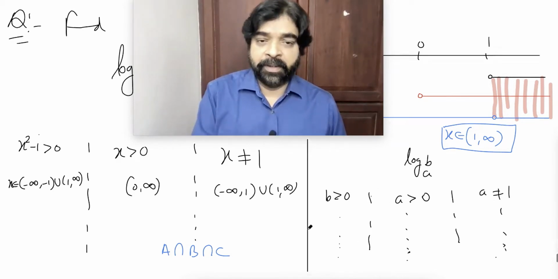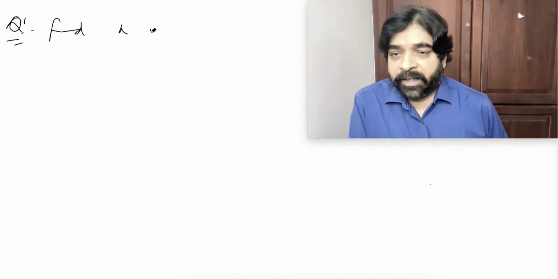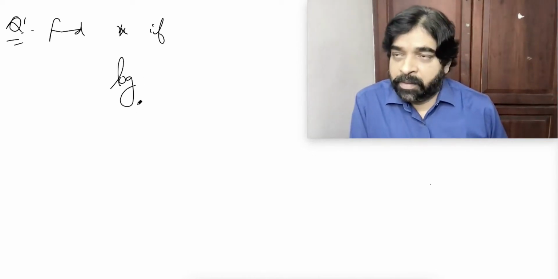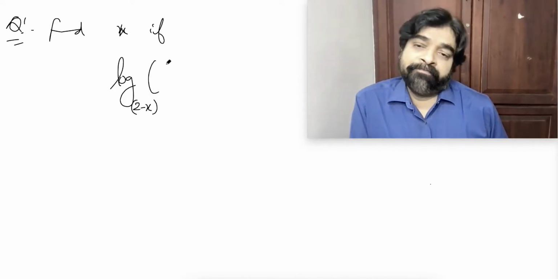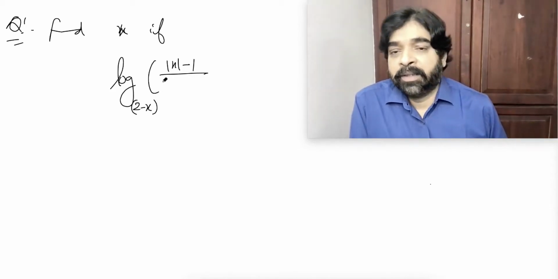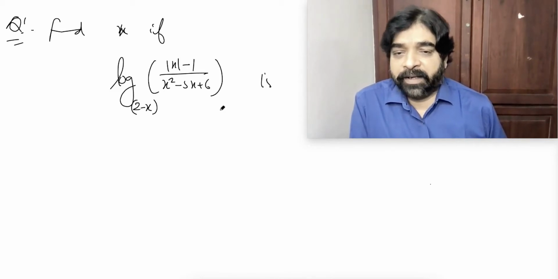Okay, a little bit more changing indirectly. If you cross-check carefully, we are just learning inequality again. Log we didn't start at all. Right? Find x if log of 2 minus x base, mod x minus 1 divided by x square minus 5x plus 6 is defined.